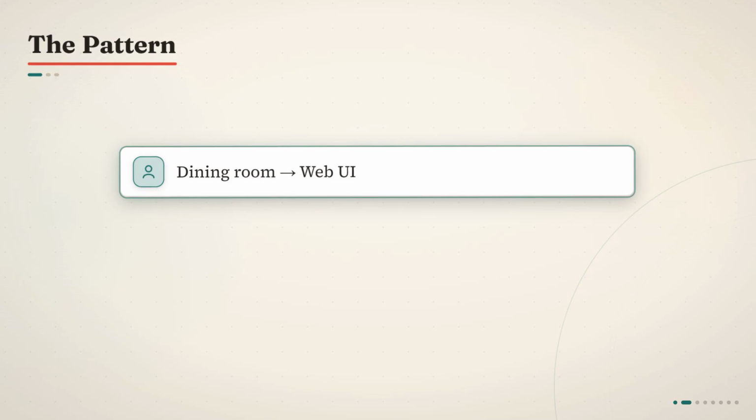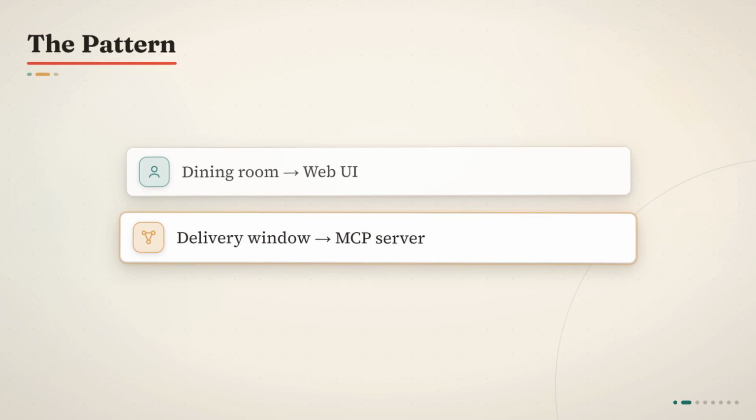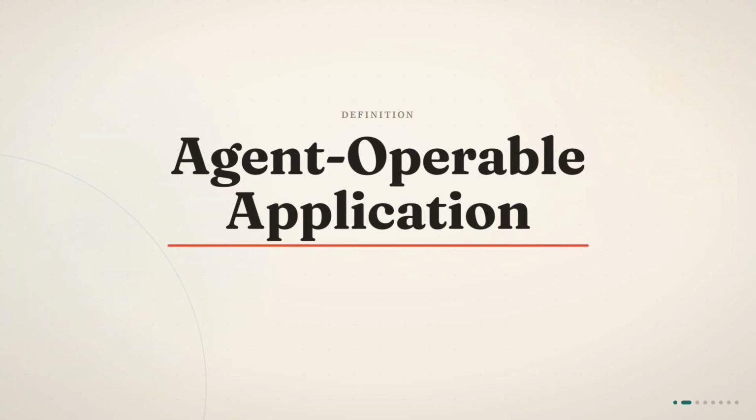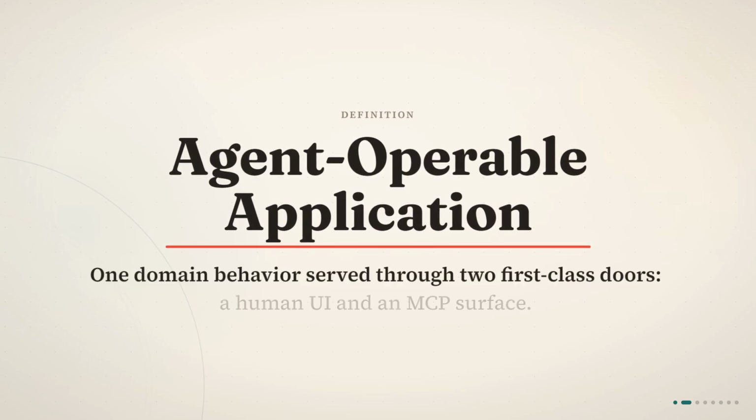The dining room is your web UI. The delivery window is an MCP server, a Model Context Protocol adapter. The kitchen is your application services and domain rules. Software with both doors over the same domain behavior has a name: an agent-operable application.